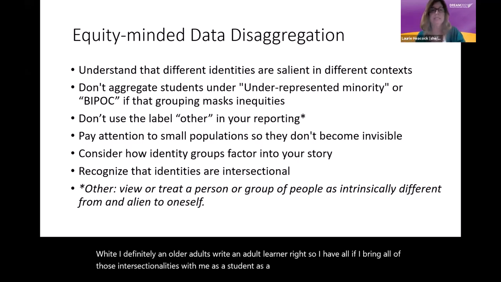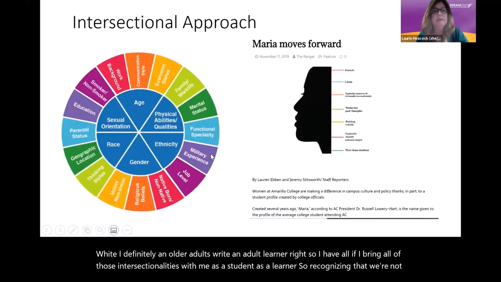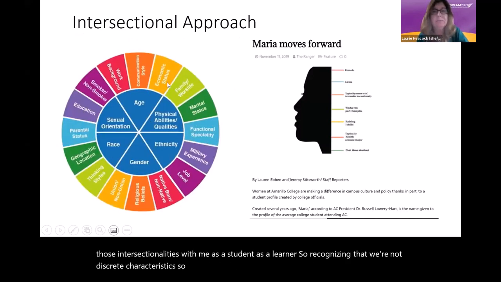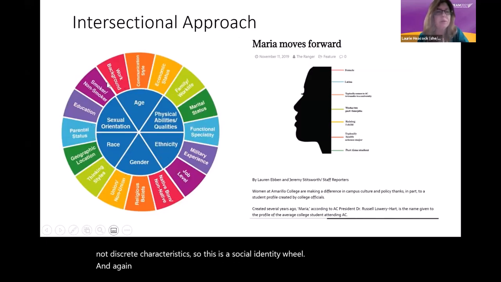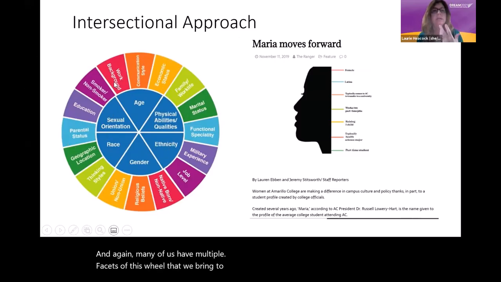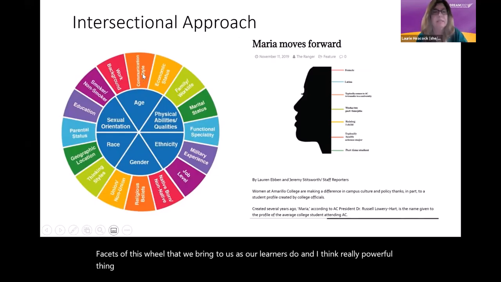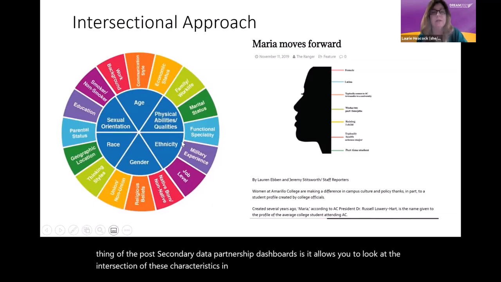So recognizing that we're not discrete characteristics. This is a social identity wheel. And again, many of us have multiple facets of this wheel that we bring to us as our learners do. And I think a really powerful thing of the Postsecondary Data Partnership dashboards is it allows you to look at the intersection of these characteristics and the impact on student outcomes.